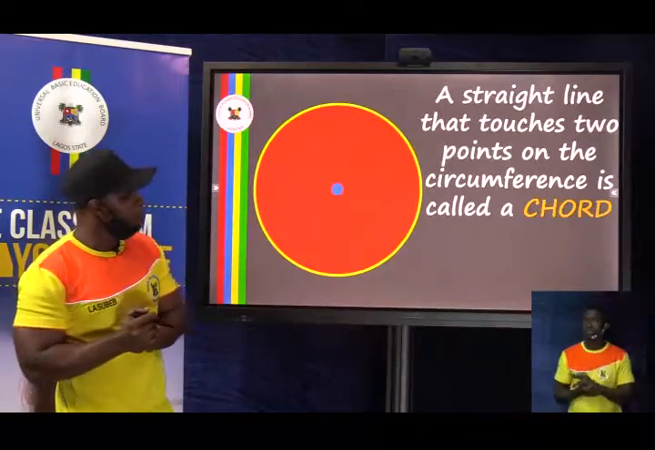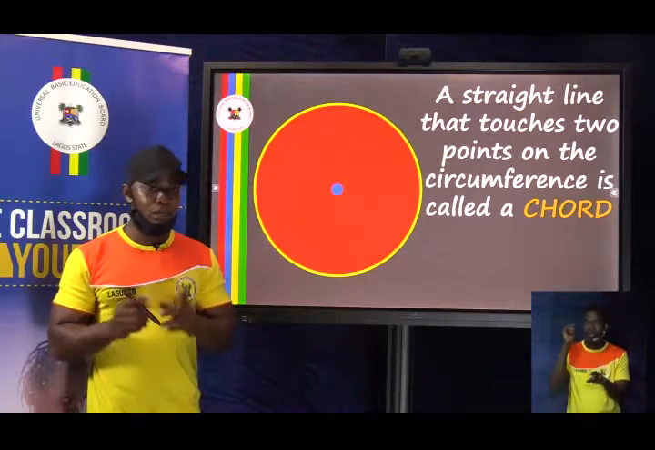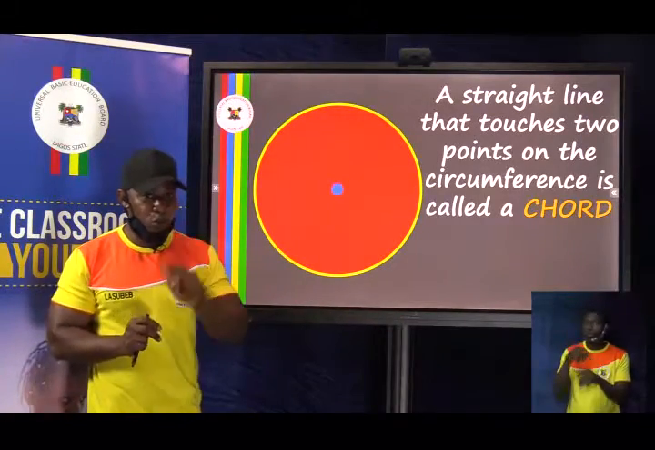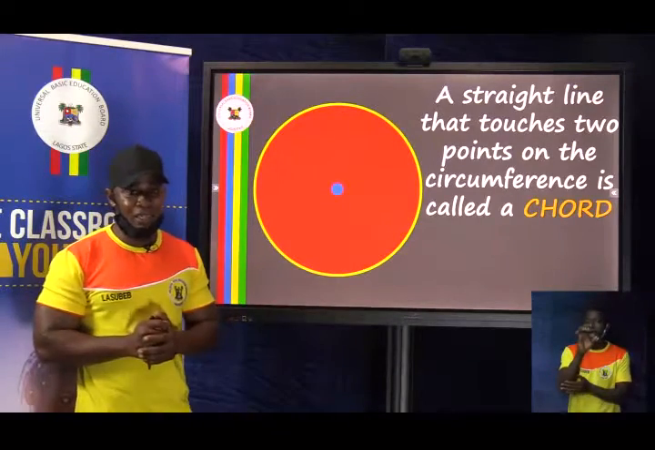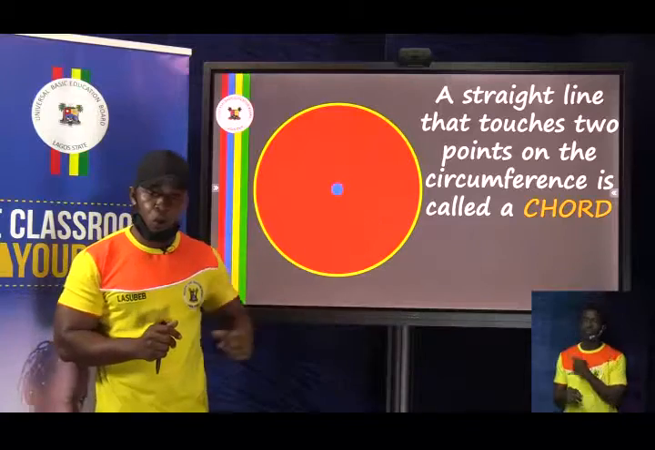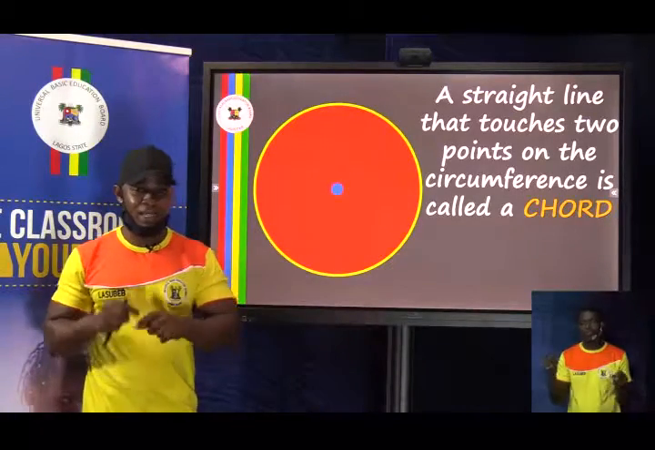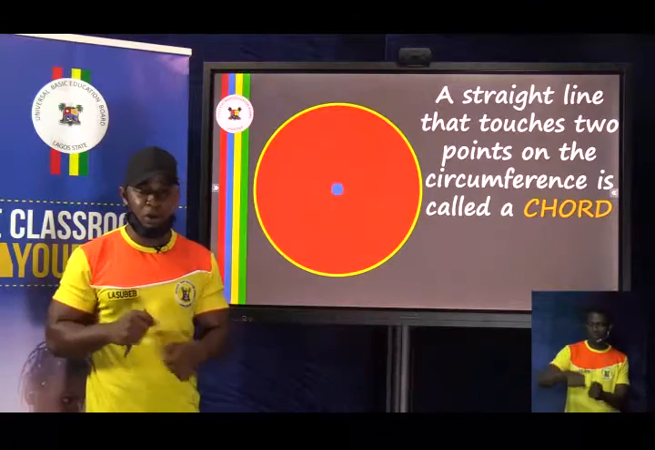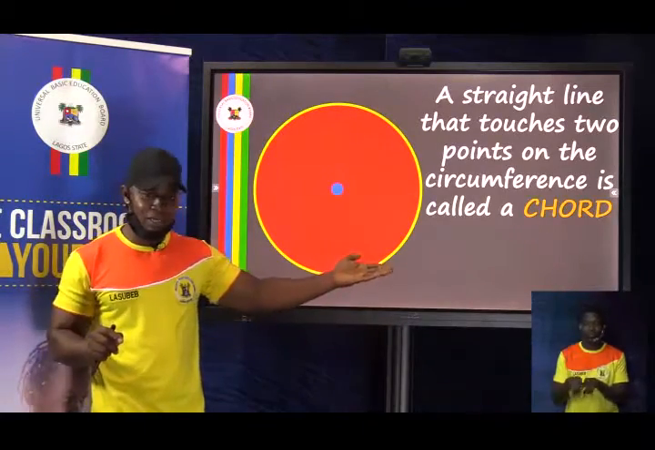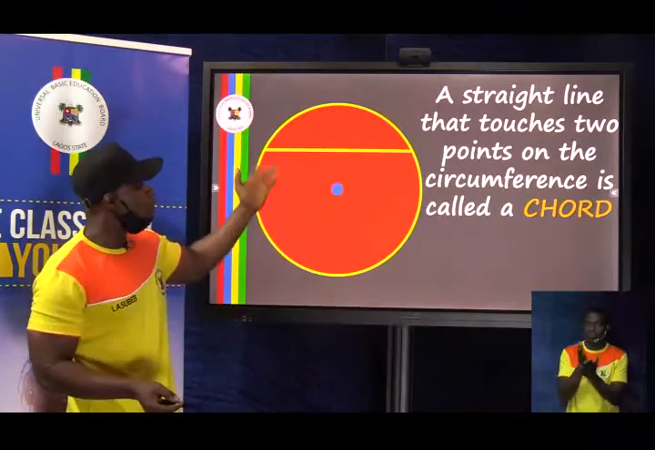Now, if I draw a straight line inside a circle and it touches the circle at 2 points, how many points? 2 points. We call that line the chord. And this chord is spelled C-H-O-R-D. It is not the same as the cord that you use to tie something or the umbilical cord. That one is C-O-R-D. The chord in mathematics is C-H-O-R-D. And it is a straight line that I draw inside a circle.